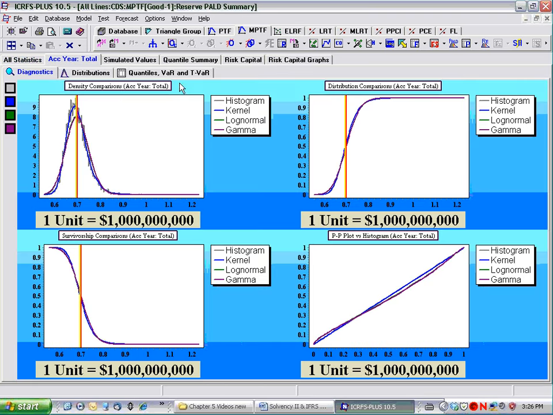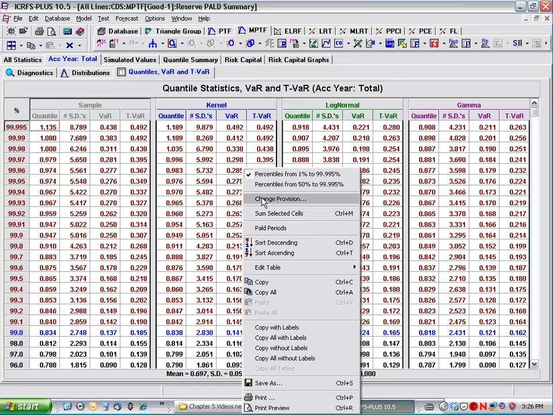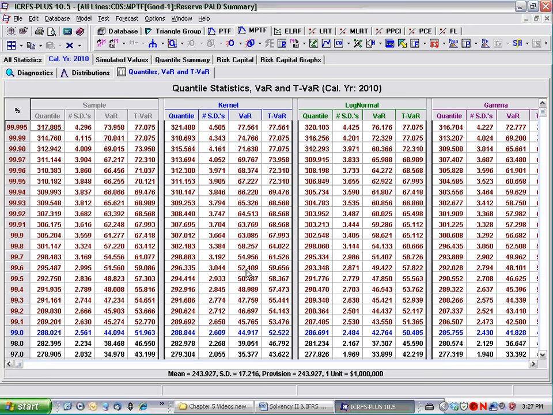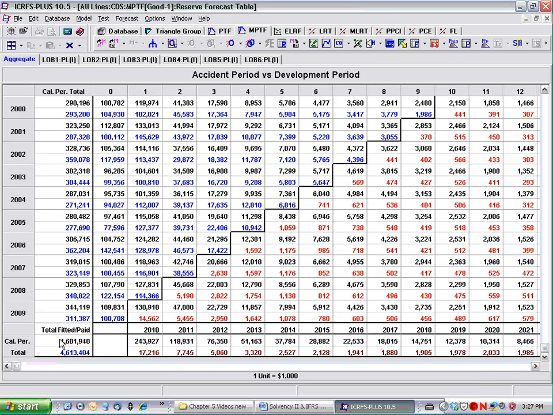So we go to quantiles, value at risk, and let's find out what for the next calendar year, 2010, is the actual 99.5 percentile. So at 99.5%, we only did 10,000 simulations, so this is approximate, we're looking at around, say, 294 million. Okay, you've got about 294 million. So the question now arises, if we look at the forecast table again, it's around 294 million.